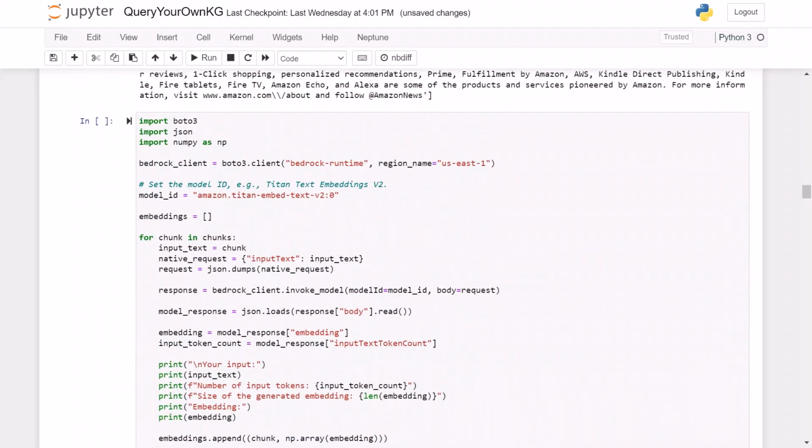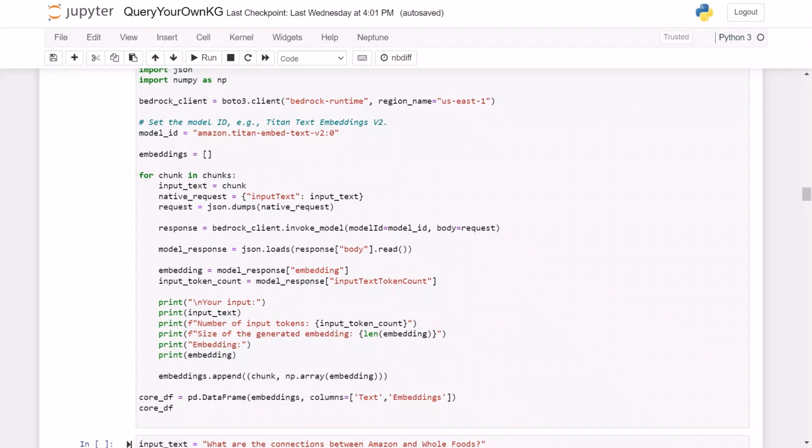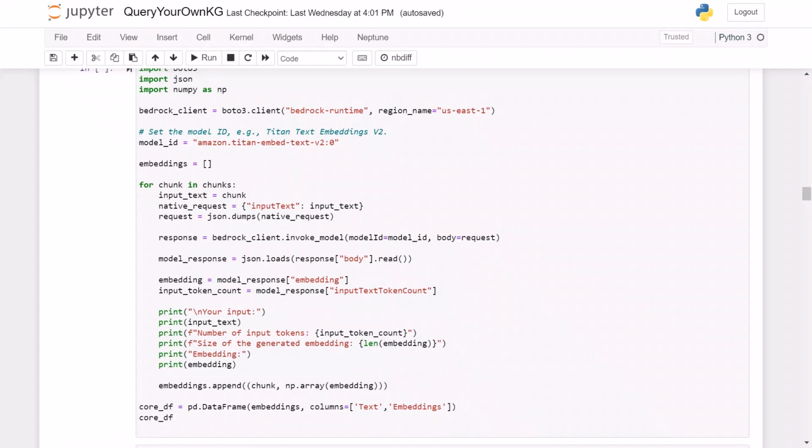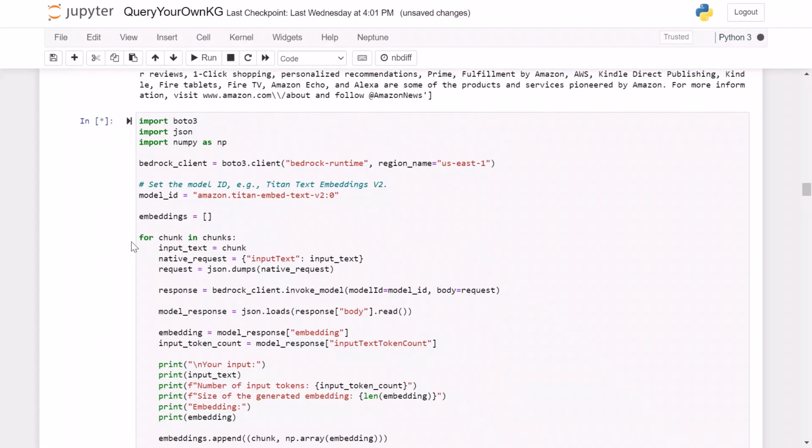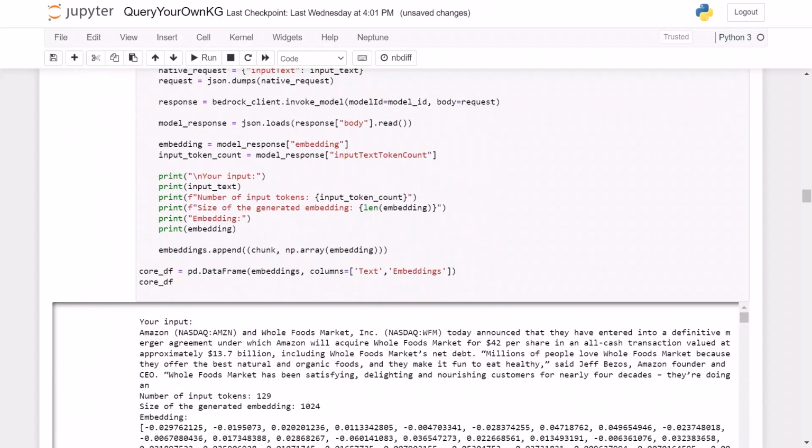Now we are going to generate the vectors for each one of these chunks. Here we're going to use the Boto 3 library, called Bedrock Runtime, and the model Titan Embed Text V2. This is going to generate a sequence of numbers, a vector, for each one of our chunks. So I run this, and it's going to take a second to make the calls out to Bedrock.